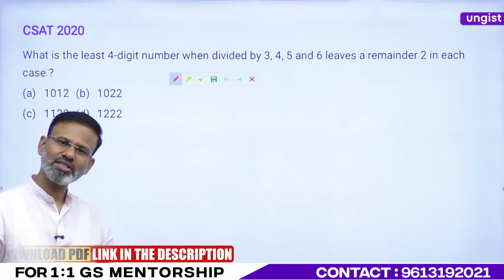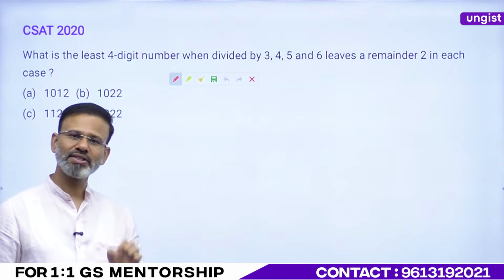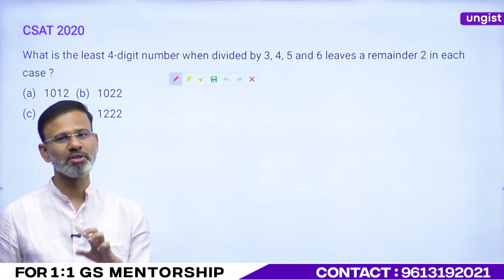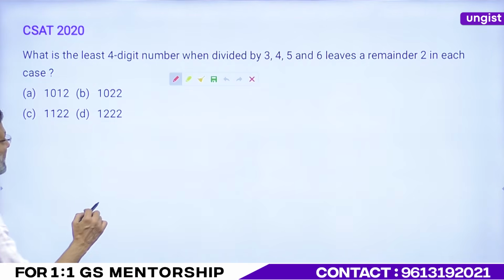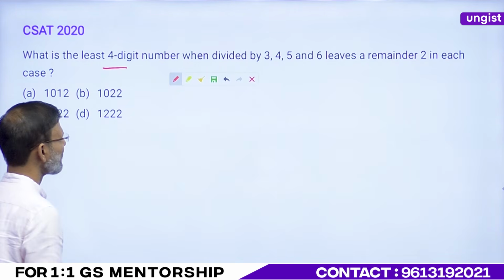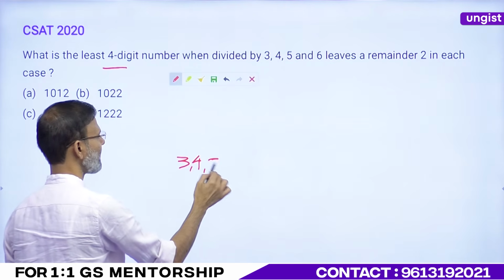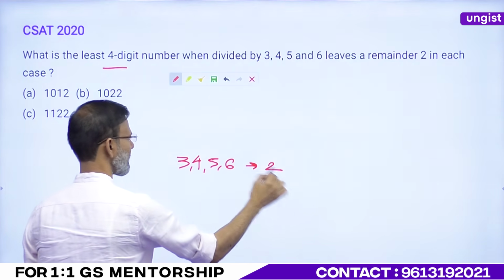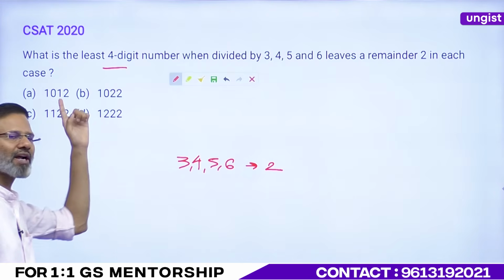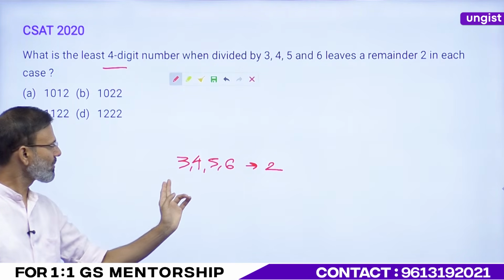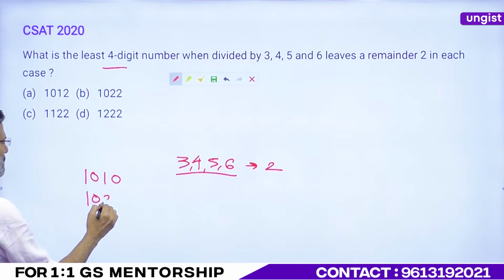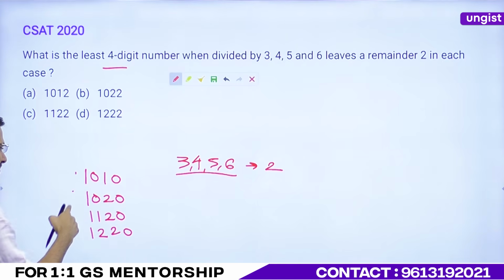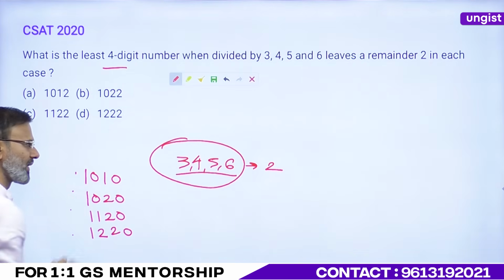In 2020 only, they have asked one more question from this topic. And guys, this question is actually very simple if you know the divisibility principles of numbers like 2, 3, 4, 5, and so on. The question is saying a 4-digit number which when divided by 3, 4, 5, 6 leaves a remainder 2 in each case. Which means what? If you subtract 2 from all the numbers, the number will be divisible by all the given numbers, right? So 1010, 1020, 1120, 1220. These numbers should be divisible by them, correct?